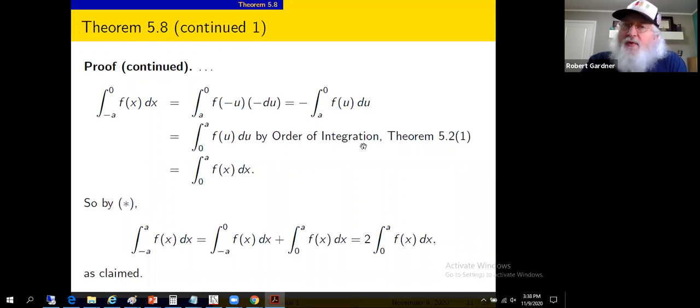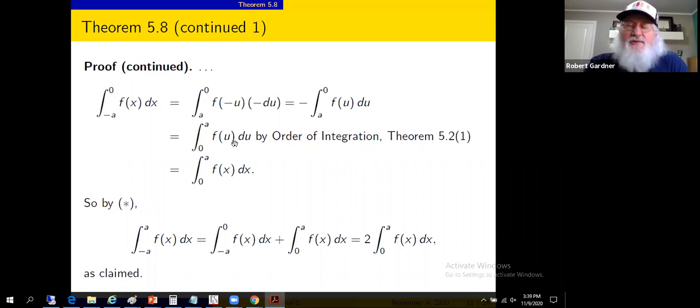So let's use the order of integration, which says when you reverse the order in which you integrate, you introduce a second negative sign in this case. So introduce a negative sign in addition to this one, they cancel, and the order gets reversed. Reverse the order of integration, introduce a negative sign. All right, so that'll give us this.